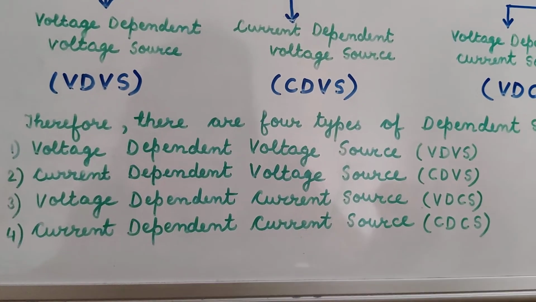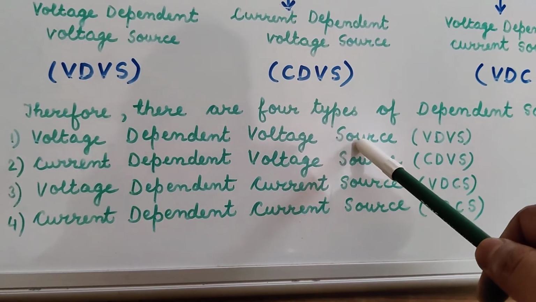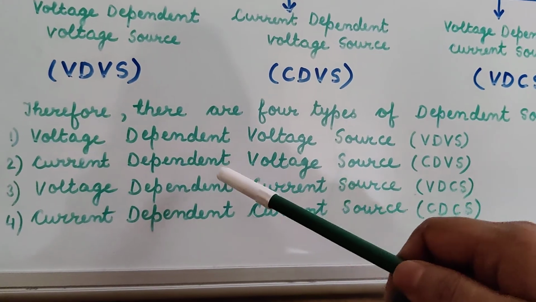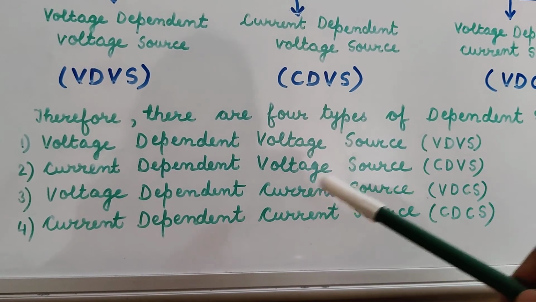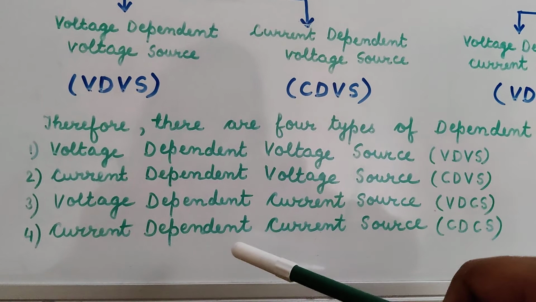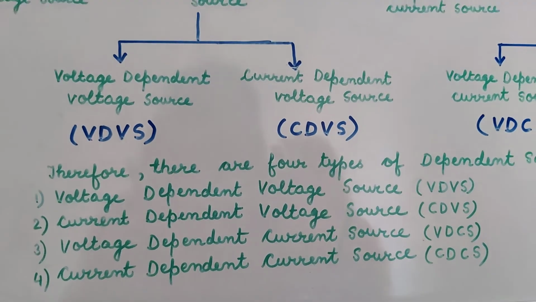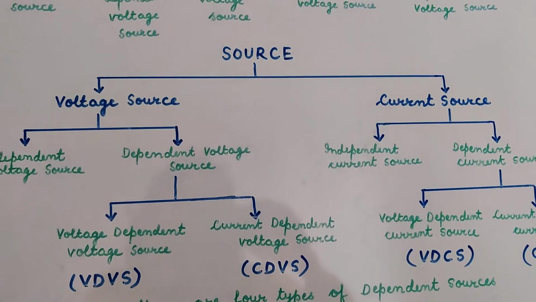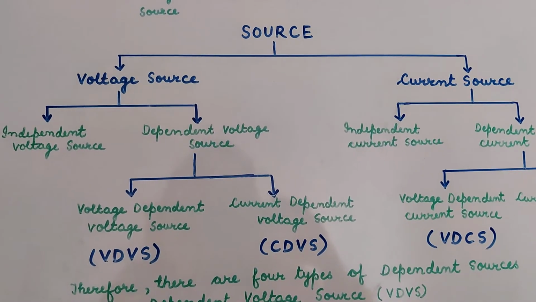So we find that there are four types of dependent sources. The first one is the voltage dependent voltage source, or VDVS. The second type is the current dependent voltage source, or CDVS. The third type is the voltage dependent current source, or VDCS, and the fourth type is the current dependent current source, or CDCS. So now I hope that you have understood the concept of independent and dependent sources.